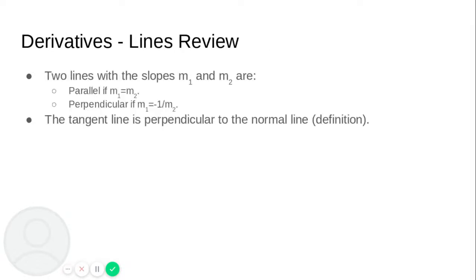Just some review for lines, because that will come in handy when we're looking at derivatives. Two lines with slopes m1 and m2 would be parallel if m1 equals m2. If the slopes are the same, they'll be parallel. And they'll be perpendicular if m1 is equal to the negative inverse of m2. Same way, if m2 is equal to the negative inverse of m1. And just to note, the tangent line is perpendicular to the normal line. This is just a definition.